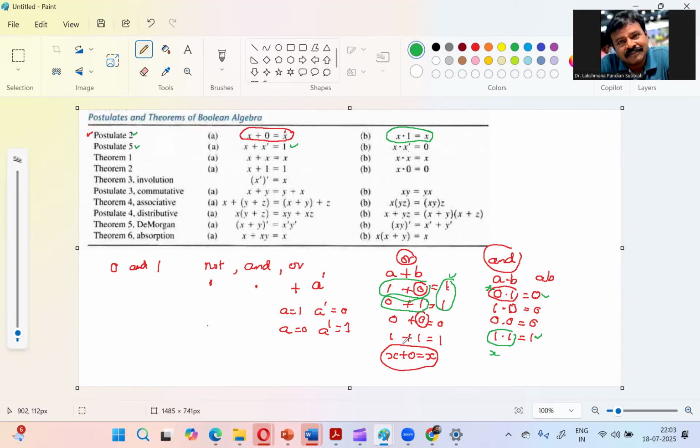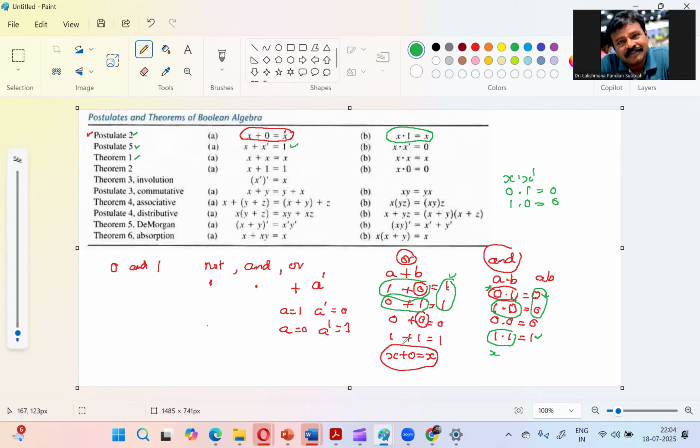In the case of AND, x dot x bar: x is 0, x bar is 1, and x is 1, x bar is 0. So the AND operation result is 0. For 0, 1 and 1, 0 we are getting a total result of 0. This is the postulate 2. Next is theorem 1.